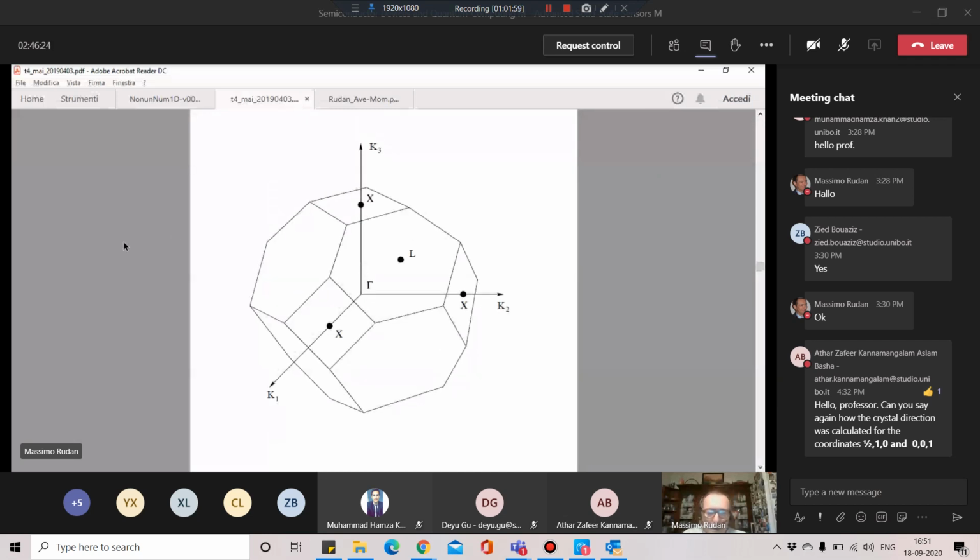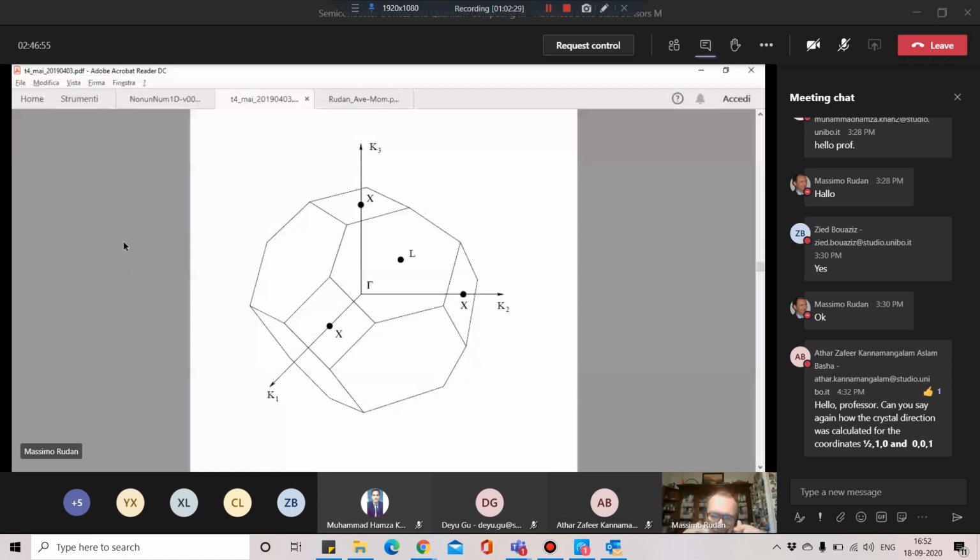You remember that in the reciprocal scaled lattice, the vectors are called K. So they have 3 components that are K1, K2, and K3. They should be small letters. They are indicated here as capital letters, but it is the same. So K1, K2, and K3 are the coordinate axes, okay?